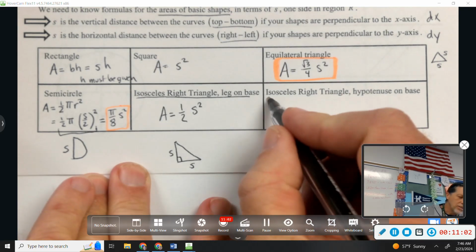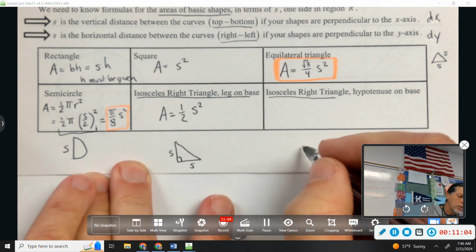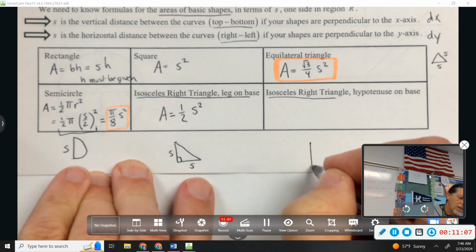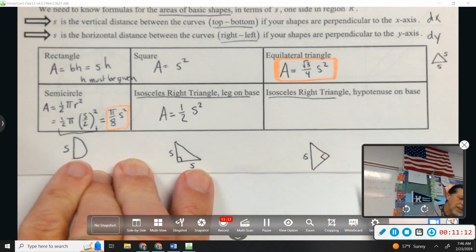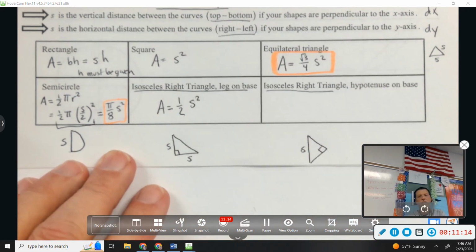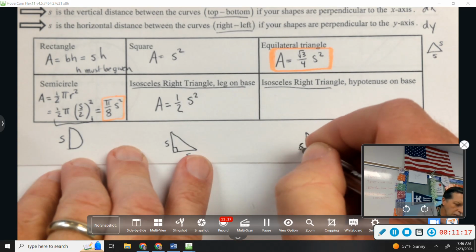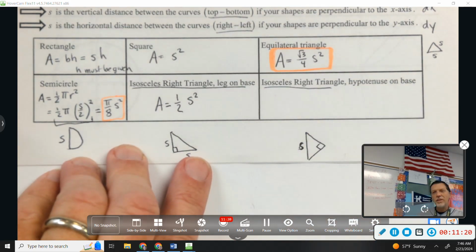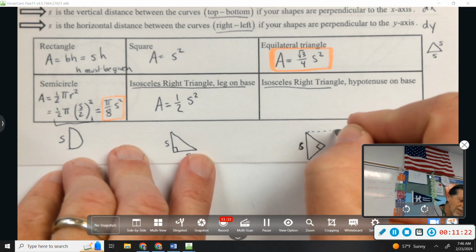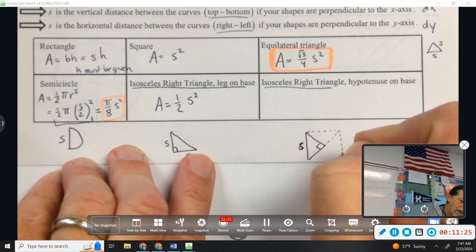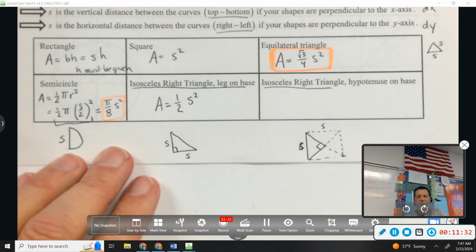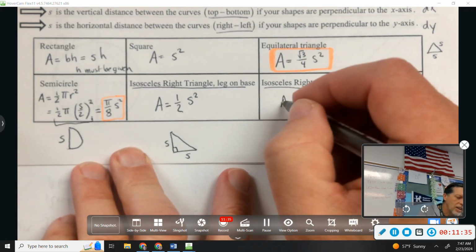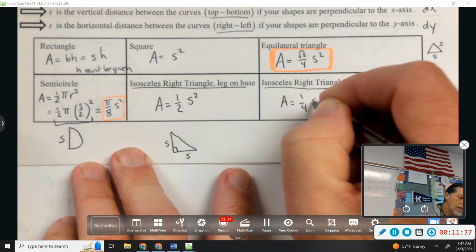Isosceles right triangle. So same shape, except now the hypotenuse is on the base. So there's S, but instead of S being a side length, S is a hypotenuse. That's an S. It's another one that I don't memorize because I can figure it out. Here's how I figure it out. So S squared would be a square, and I want 1/4 of it. So 1/4 S squared.